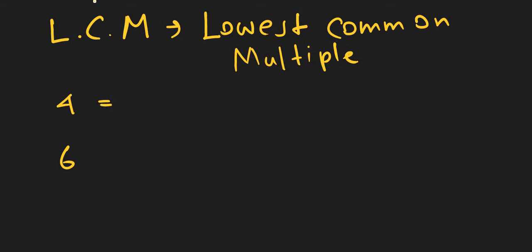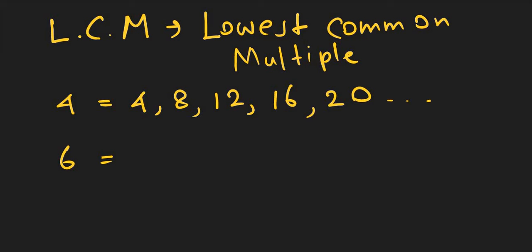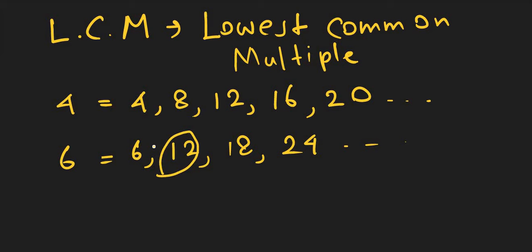Now multiples of 4 are 4, 8, 12, 16 and 20. It goes on. Multiples of 6 are 6, 12, 18, 24. So we find 12 in both. Therefore, 12 can be divided by 4, and 12 can be divided by 6. So that is our lowest common multiple.